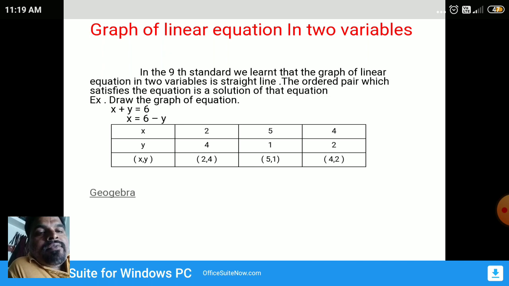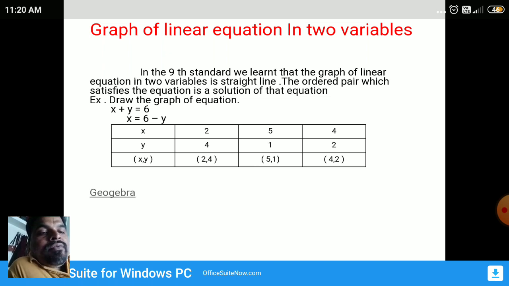Now we find a minimum of 3 solutions of the given equation. The first solution is 2 comma 4, the second solution is 5 comma 1, and the third solution is 4 comma 2. Now these 3 solutions, we plot on the graph paper.